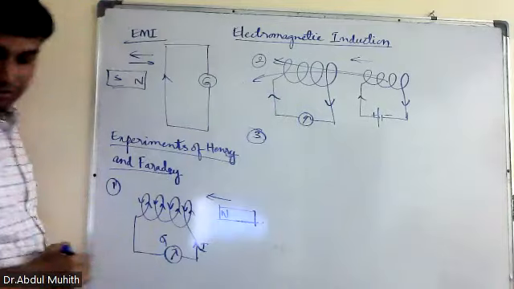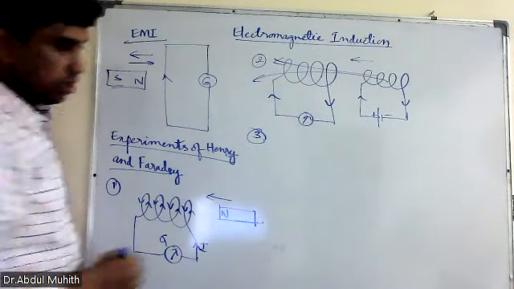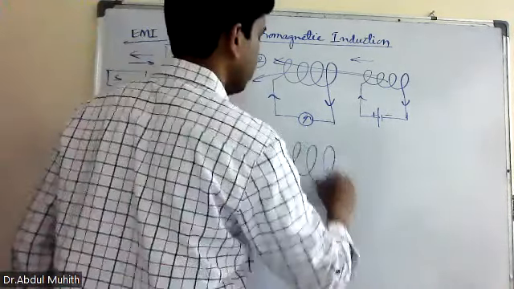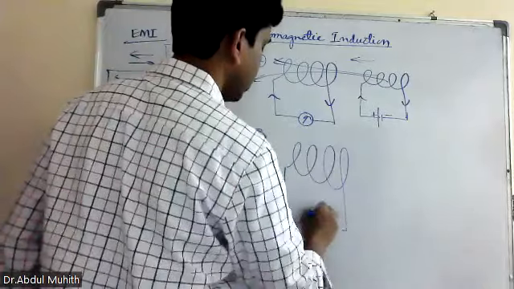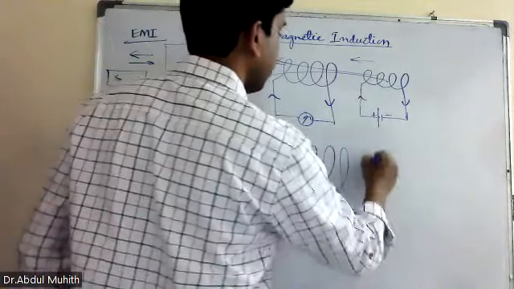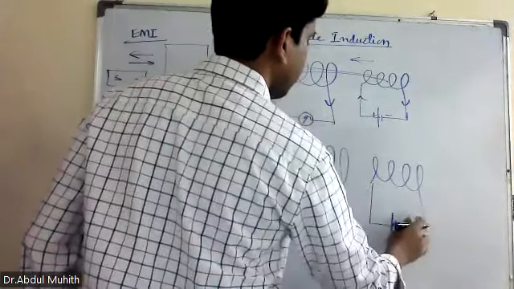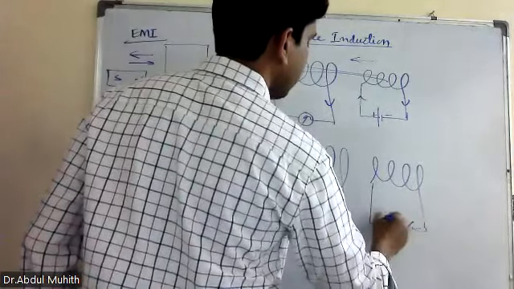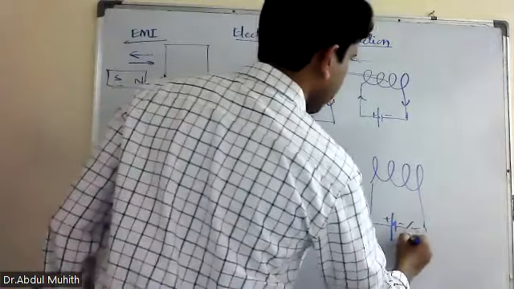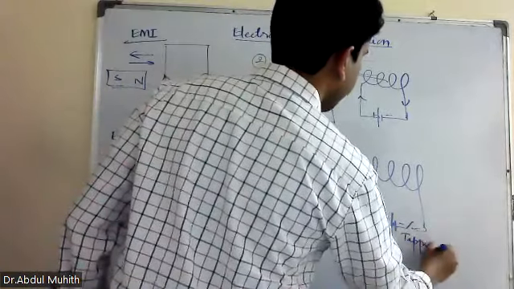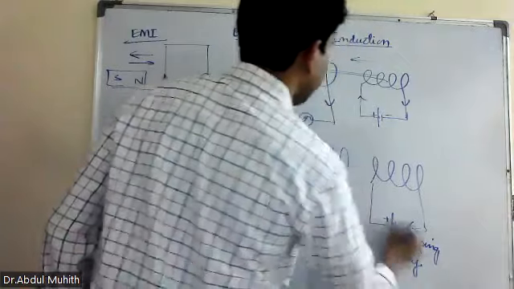Third one. Now suppose there is one more coil. This is again connected to a galvanometer, and there is a second coil. So now what will happen? Here there is a tapping key. So with the tapping key, what will happen?